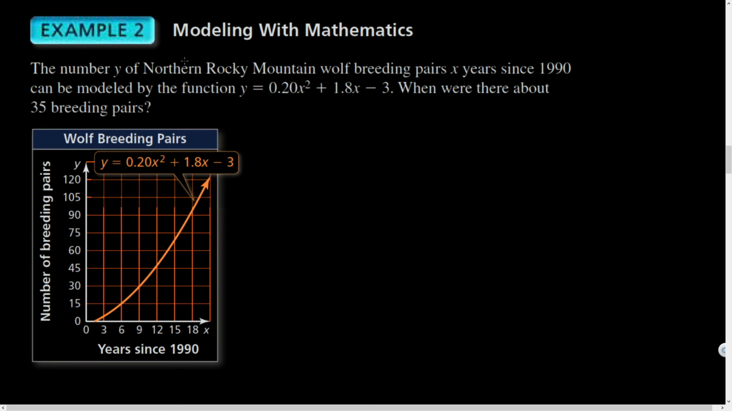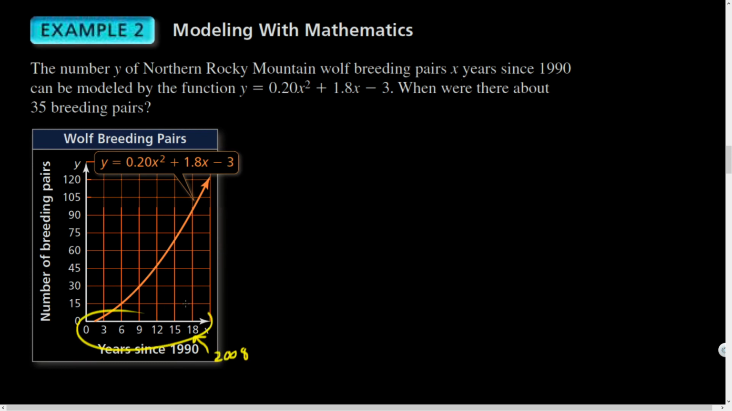All right. Ooh, the number y of northern Rocky Mountain wolf breeding pairs x years since 1990 can be modeled by the function. All right, cool. And so, x is years since 1990. So what does 18 represent? Well, that would represent the year. Oh wow, I almost said 2018. But it's since 1990, not 2000. So it's 2008, right? That's the same as 2008.